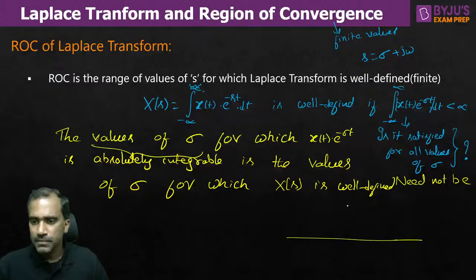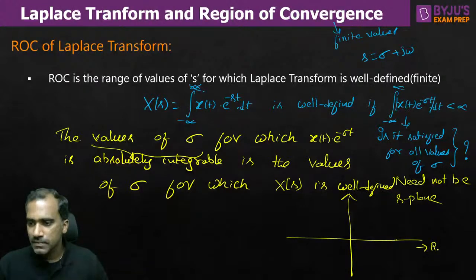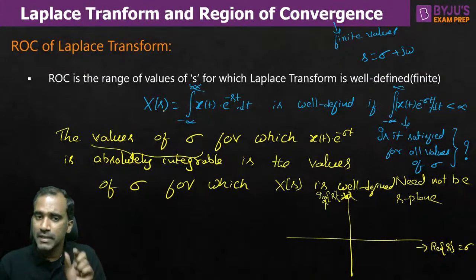So for example, S is the variable here. So we take an S plane. S plane means we plot the real part of S, which is sigma, on the x-axis, and the imaginary part of S, which is omega, on the y-axis. Okay. So S represents a particular point, right?